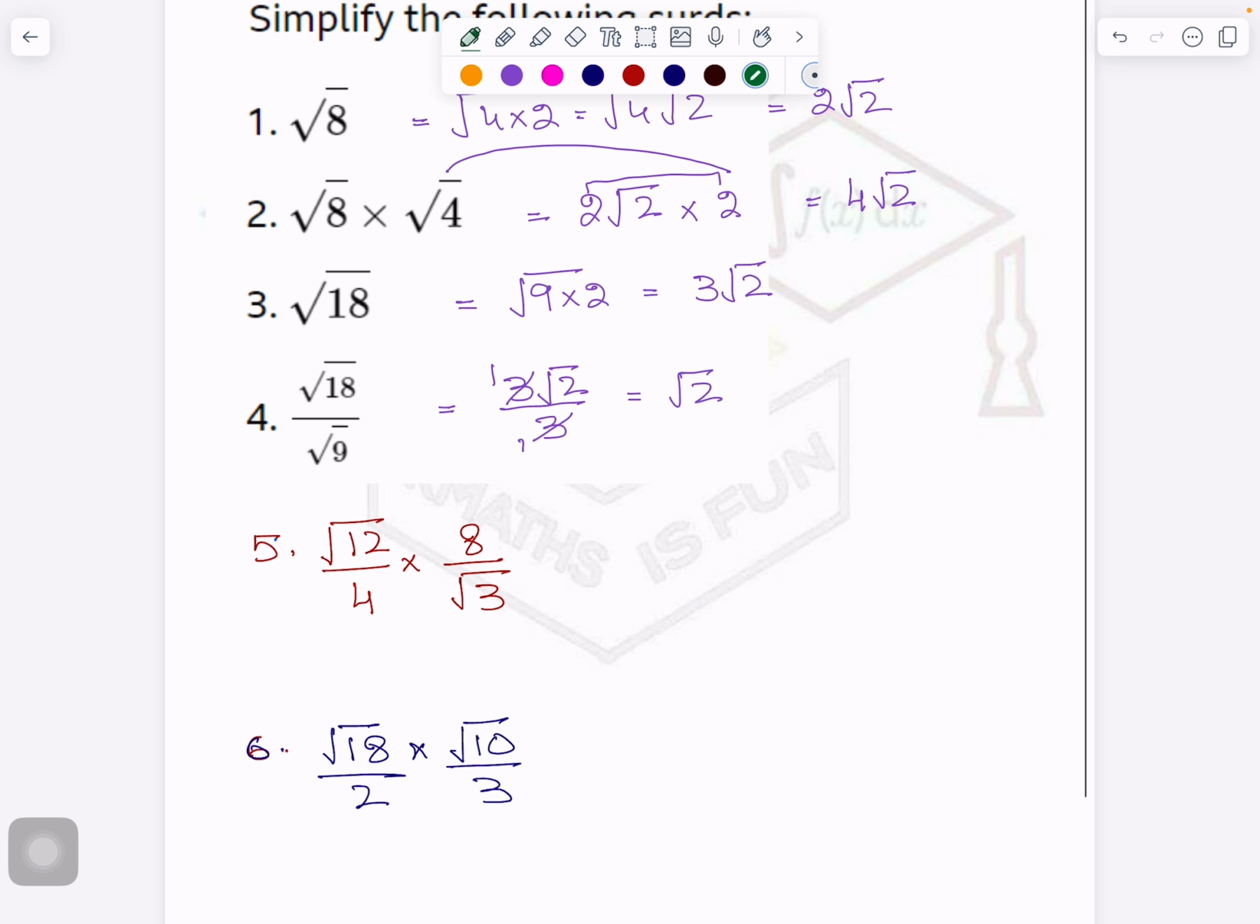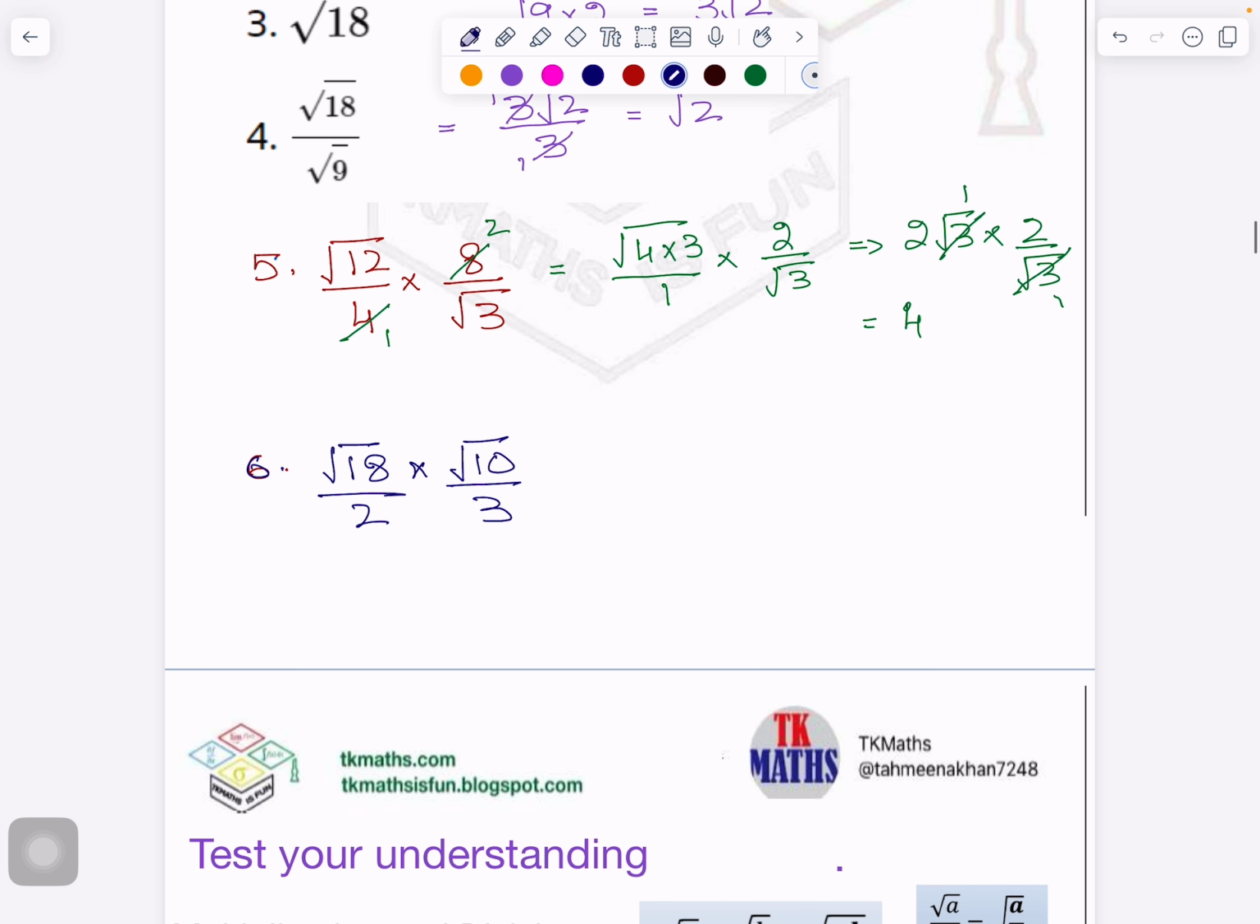Now, this question 5. First of all, 4 and 8 are what? Simple rational numbers. I can cancel them. Agreed? And root 12 can be written as 4 times 3. Now it is over 1 into 2 root 3. Now this 4 root 3 is equal to what? 2 root 3, right? And this 2 over root 3. So root 3 can be cancelled out. So I will be left with 2 2s are 4. So this is how you simplify it. Now let's see this one, number 6.